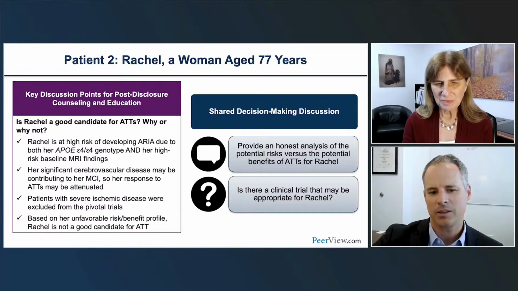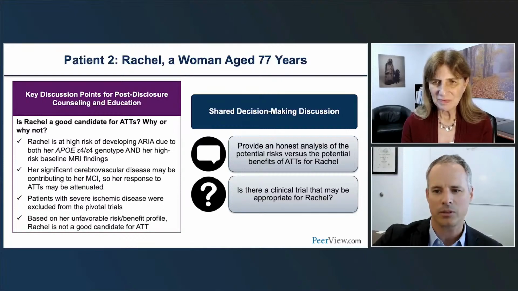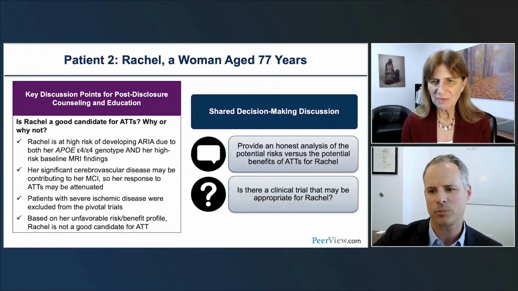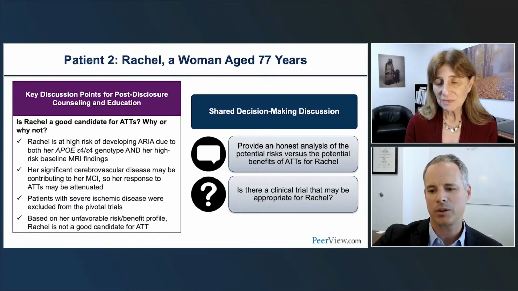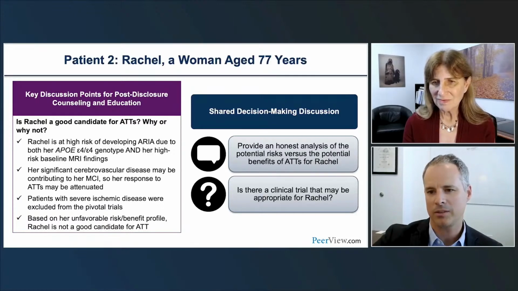So I think that this, and not to mention the fact, not just ARIA risk is a concern here, but her response to the drug is questionable. I think if she has so much vascular disease, that could be a significant vascular contribution, and we don't know how that influences her response. And so to me, her risk benefit ratio is already not great to begin with, even before we know her ApoE status. How do you feel about it?